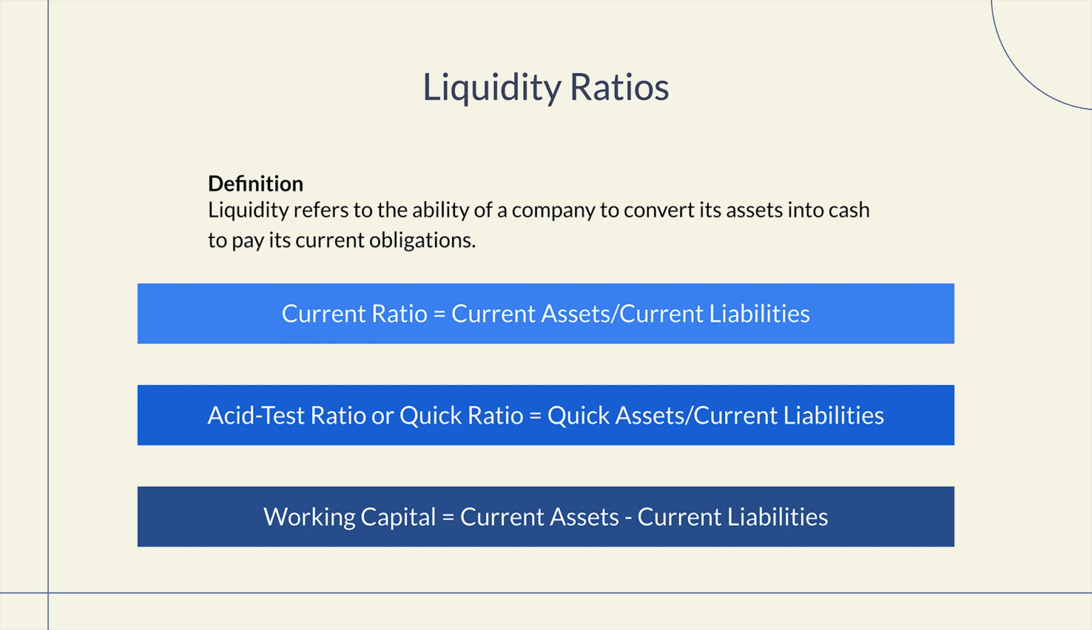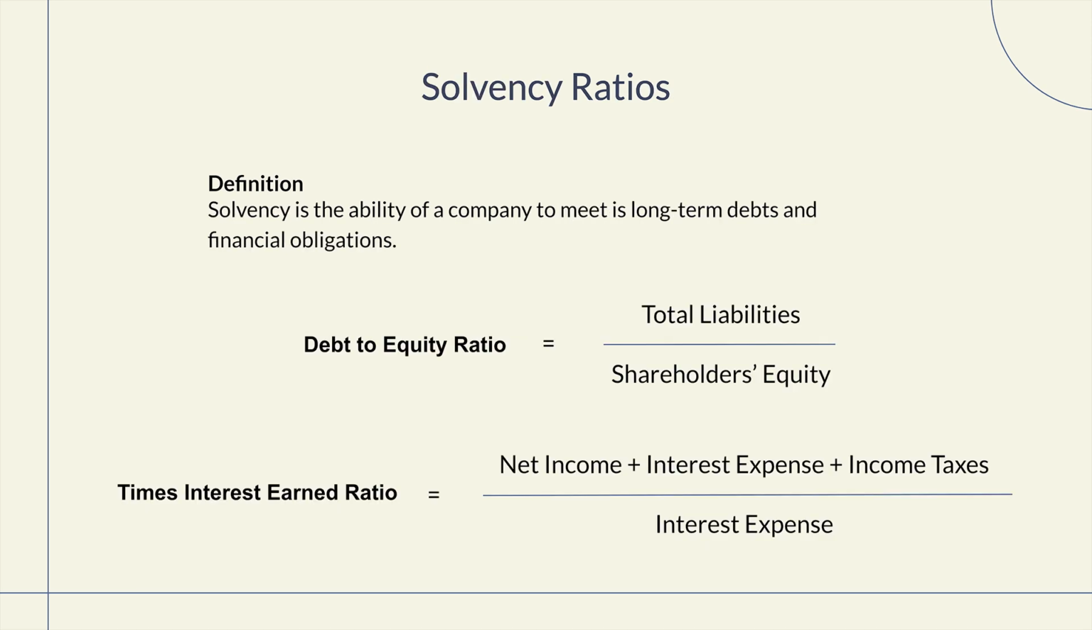Two common measures of liquidity are the current ratio and the acid test ratio, as well as working capital. The current ratio can be calculated by dividing current assets by current liabilities. And on the other hand, the acid test ratio can be calculated by dividing the quick assets by the current liabilities. Working capital is defined as current assets less current liabilities. In closing, we review the solvency ratios.